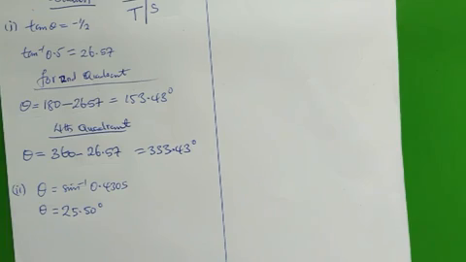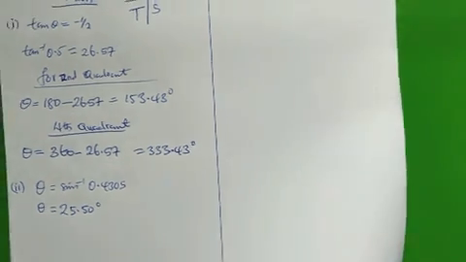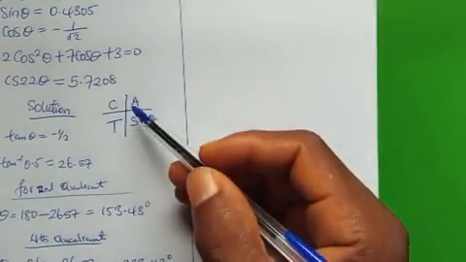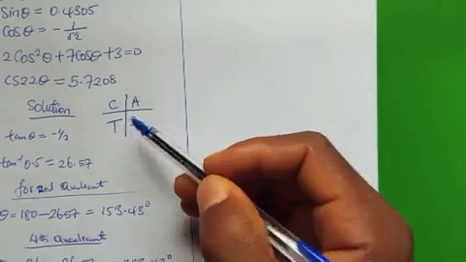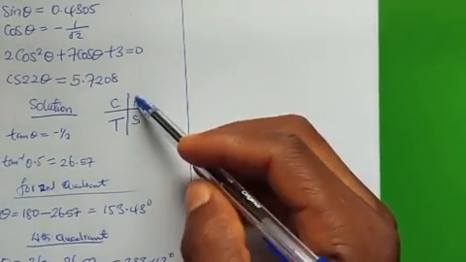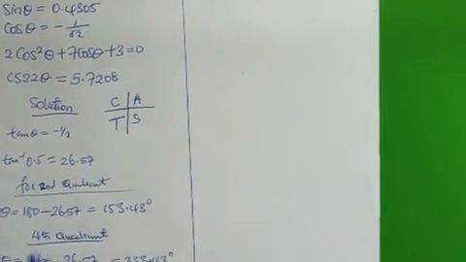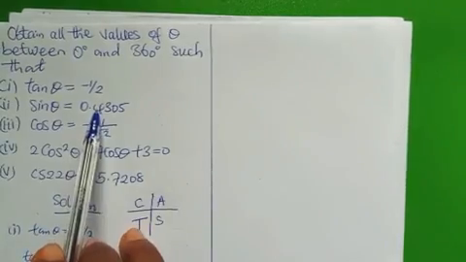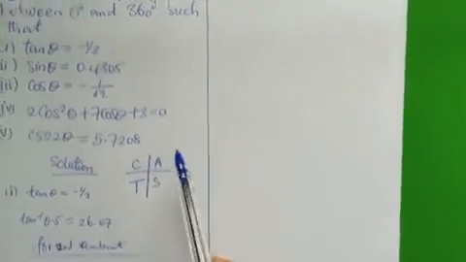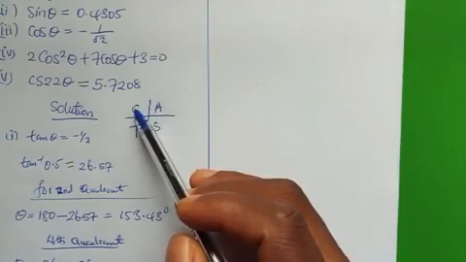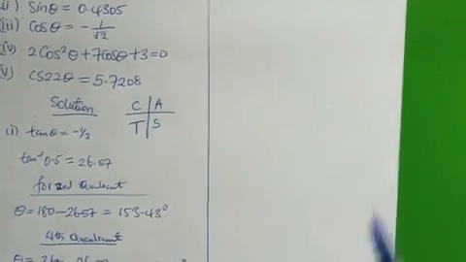Now, since it is positive and they say we should obtain the value of theta between 0 and 360 degrees, it means that it's going to lie in the first quadrant and the second quadrant, simply because sine is positive at the first and second quadrant. That's our reason. What we have here is positive 0.4305. Had it been negative, we should have considered the third and the fourth quadrant where sine is negative.